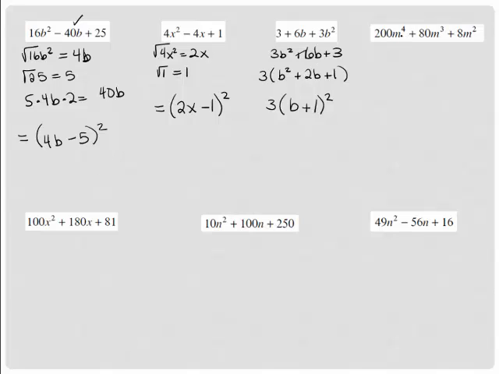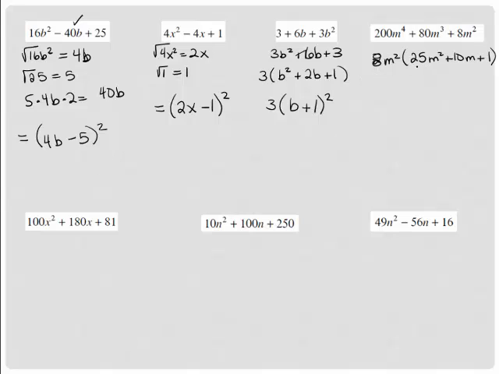Here, I have 200m to the fourth plus 80m to the third plus 8m squared. So I'm going to check to see if there is a GCF. I know that 80 and 8 will both divide by 8, but I'm not 100% certain on 200 yet, so I'm going to check that. Okay, and 200 divided by 8 is 25. Now, I have 4, 3, and 2 m's, so I can take out an 8 and 2 m's, and I'm left with 25m squared plus 10m plus 1.